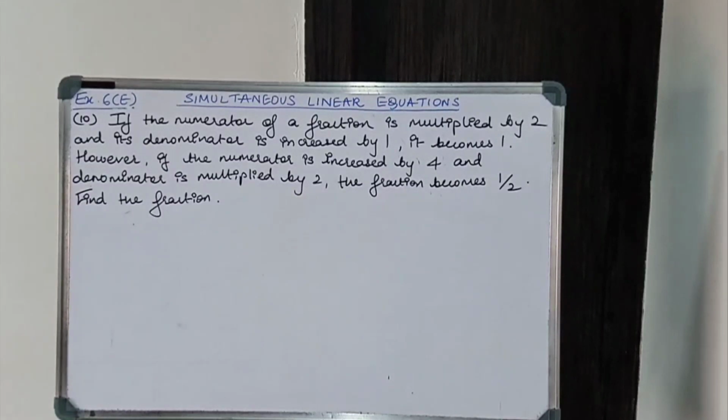If the numerator of a fraction is multiplied by 2 and its denominator is increased by 1, it becomes 1. However, if the numerator is increased by 4 and denominator is multiplied by 2, the fraction becomes half. Find the fraction.